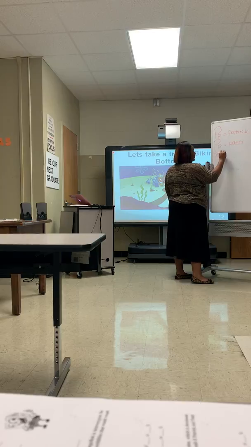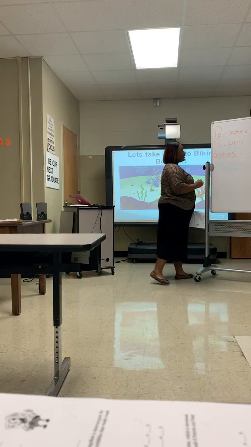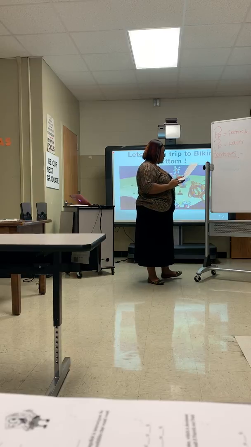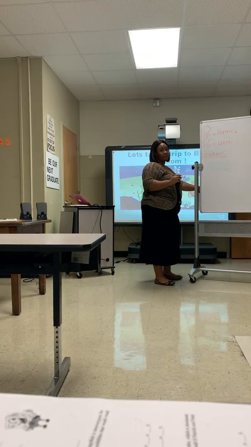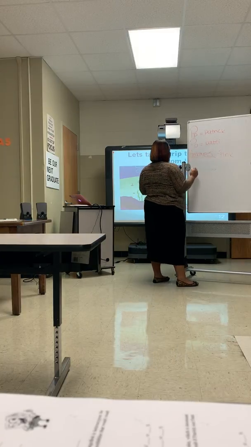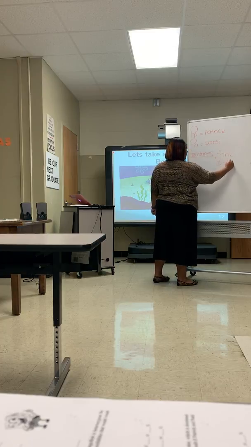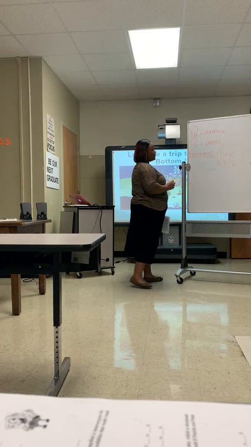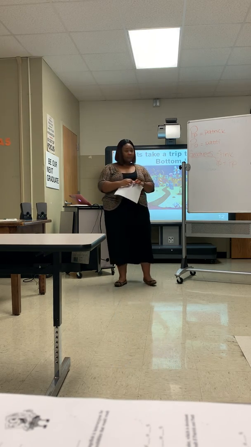Genotypes are the letters that make up an organism. So, we know that they're both heterozygous for pink body color. So they're both pink. And their allele combinations. Okay? Now we're going to do our Punnett square.